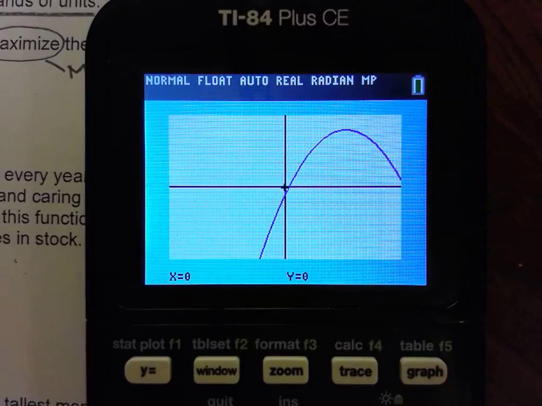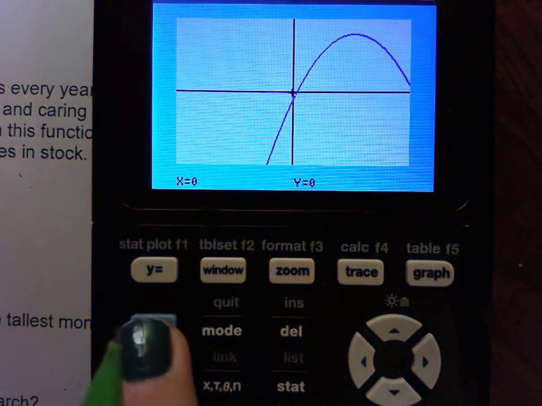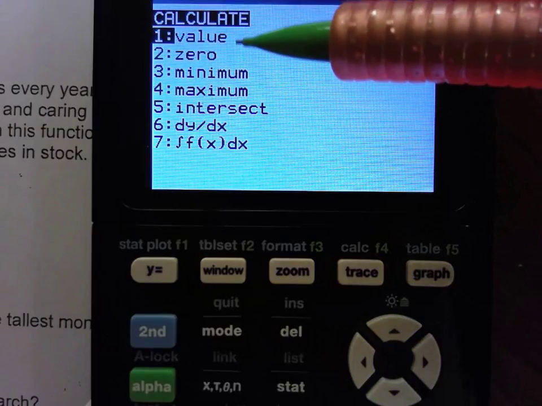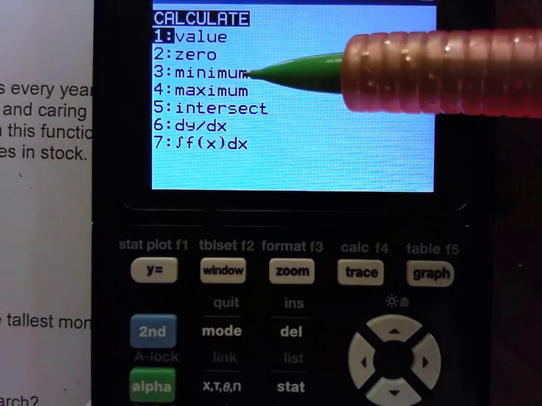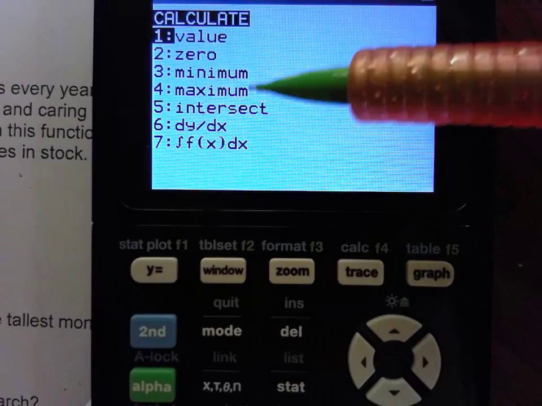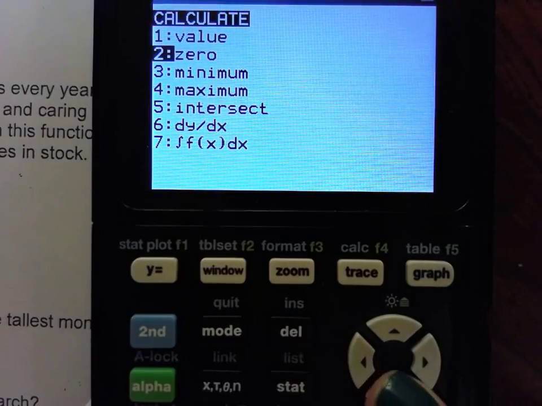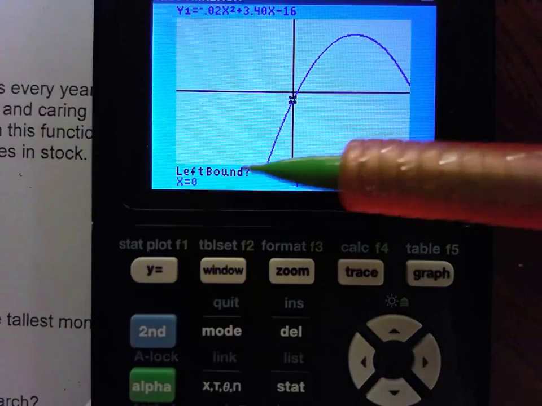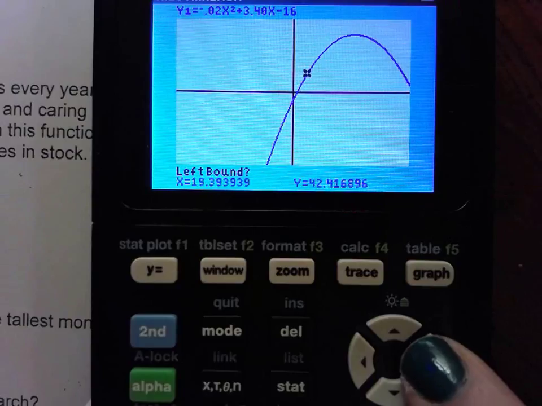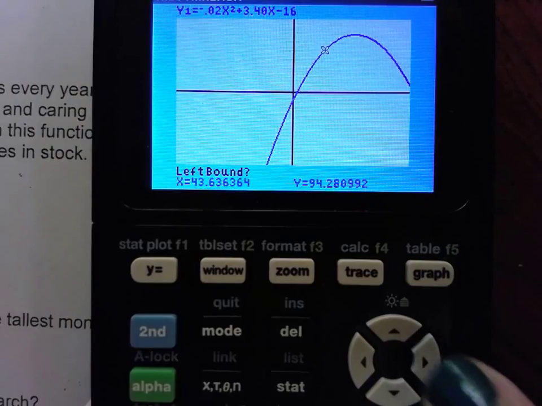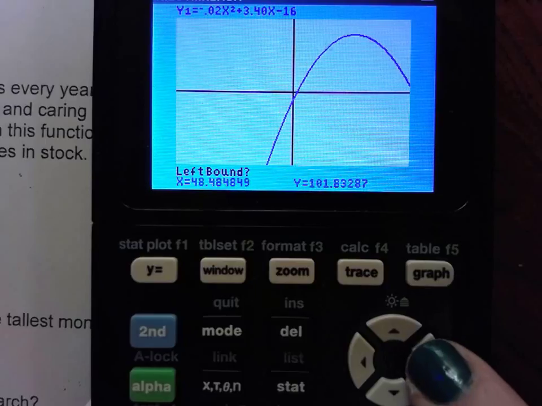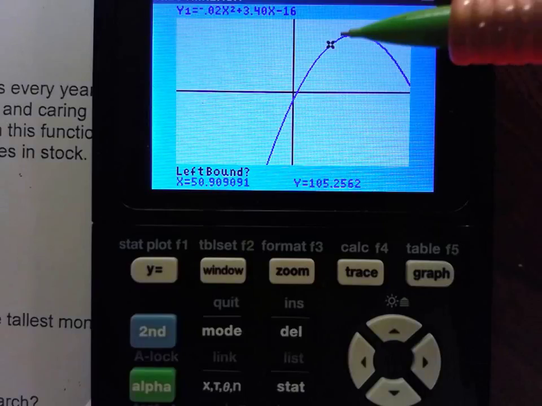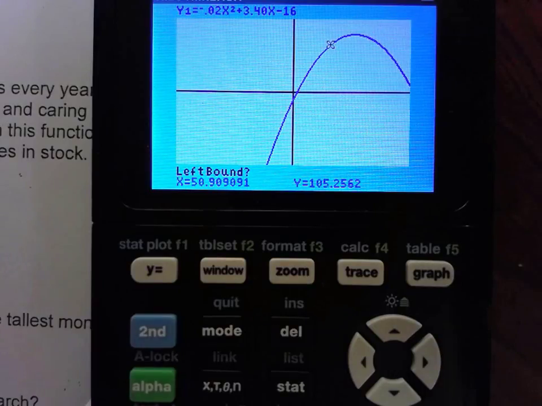So, in your calculator, you're going to go second and then trace. And then look at the choices that you're given. You have value, zero, you've got minimum, and you've got maximum. So pick number 4, maximum. So then the calculator asks you some questions. It says left bound. That means it wants you to put your cursor, use the arrow button. Okay, so put your cursor somewhere to the left of where you think the vertex is going to be. So I'm going to say like right there.